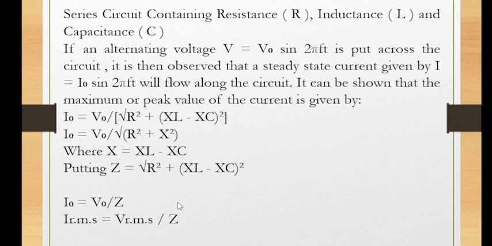VRMS is equal to I RMS times Z, just all the relations. You can put them together. I naught is equal to V naught over Z. I RMS also is equal to VRMS over Z.